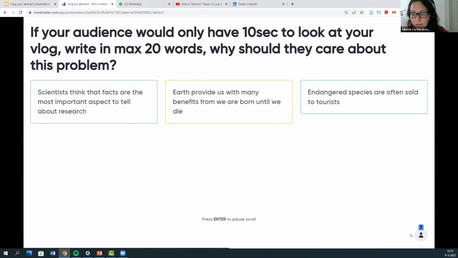The Earth, who was the blogger, told us that it provides us with many benefits from when we are born until we die. And the famous blogger that we shared in the blog about endangered species, she told us that they are usually sold to tourists. So what would you like to tell your audience in 10 seconds and 20 words? Maybe would you like to share it with us?